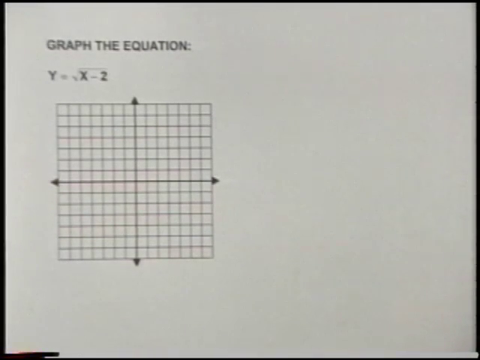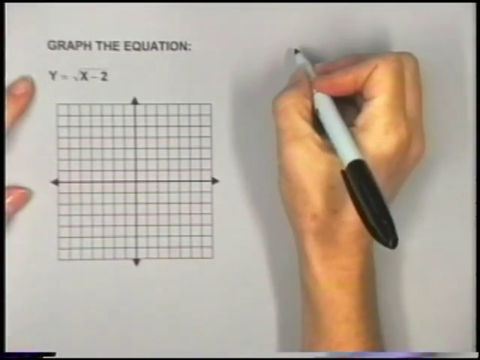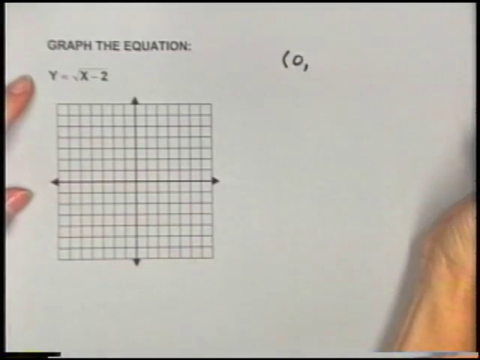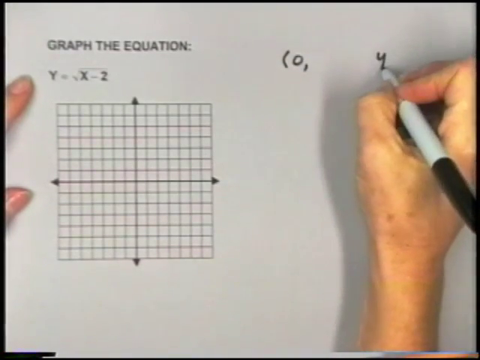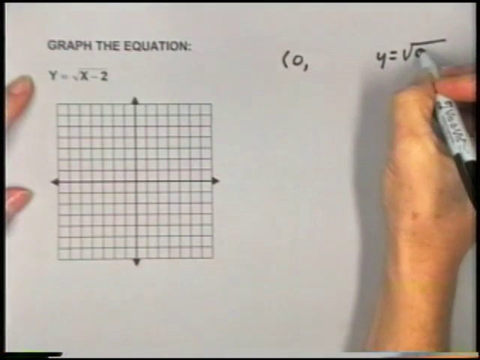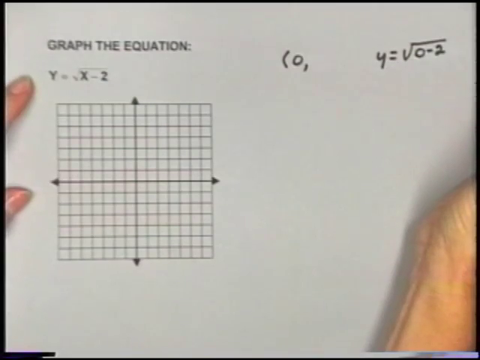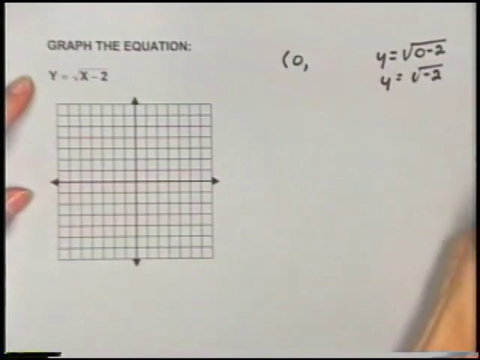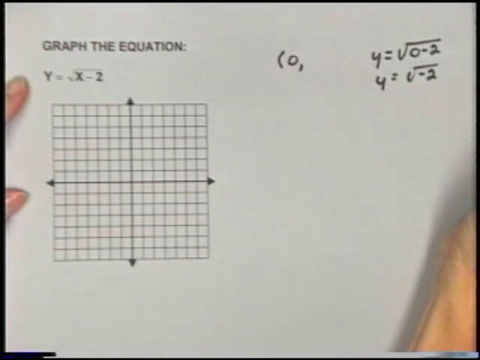Graph the equation y equals the square root of x minus 2. Well, again, since this is solved for y, we can pick some values for x here and substitute in, and we'll be fine. Now, I've been starting with x equals 0. Let's take a look at that. If x is 0, my equation says I have y equals the square root of 0 subtract 2. Well, 0 subtract 2 is negative 2.